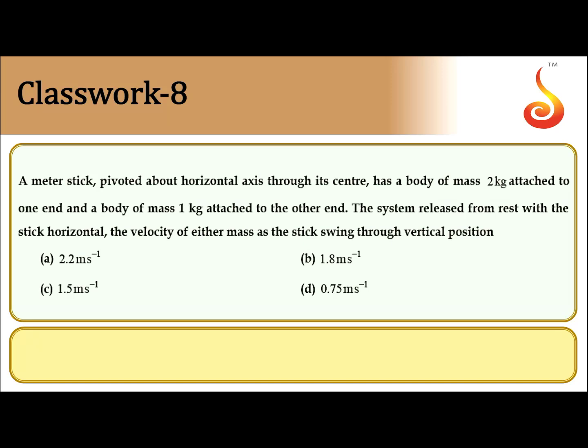Try to understand this problem clearly. A meter stick pivoted about a horizontal axis has a body of mass 2 kg attached to one end and a body of mass 1 kg attached to the other end. So now this is the construction. You have a mass attached and you have another mass attached over here. This is 1 kg and this is 2 kg.